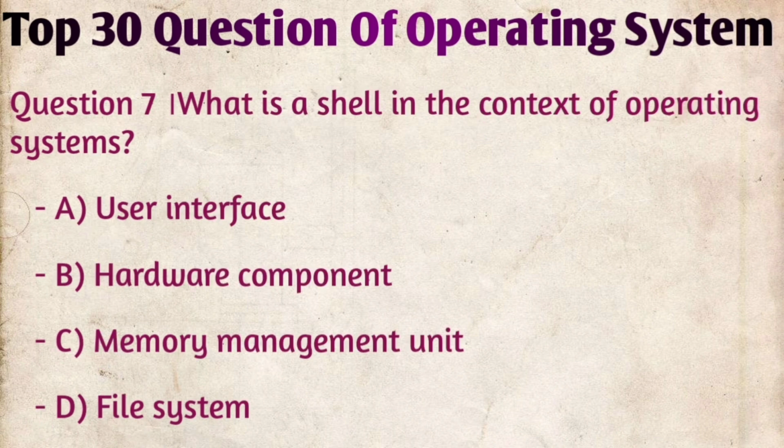Question 7. What is a shell in the context of operating systems? A. User interface. B. Hardware component. C. Memory management unit. D. File system. So the answer is A. User interface. So we are moved towards our next question.